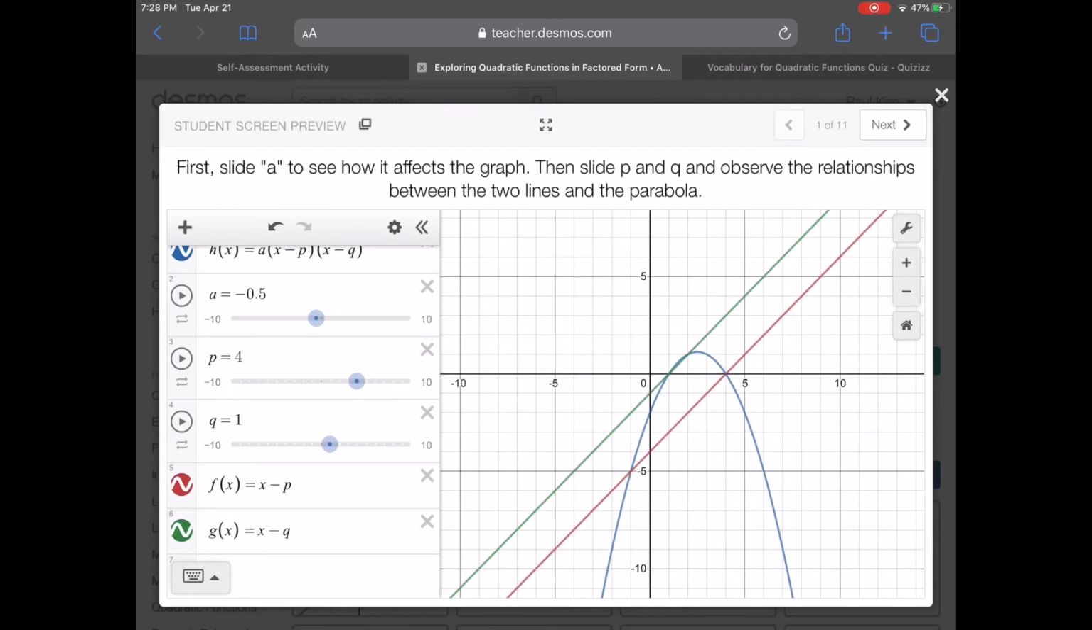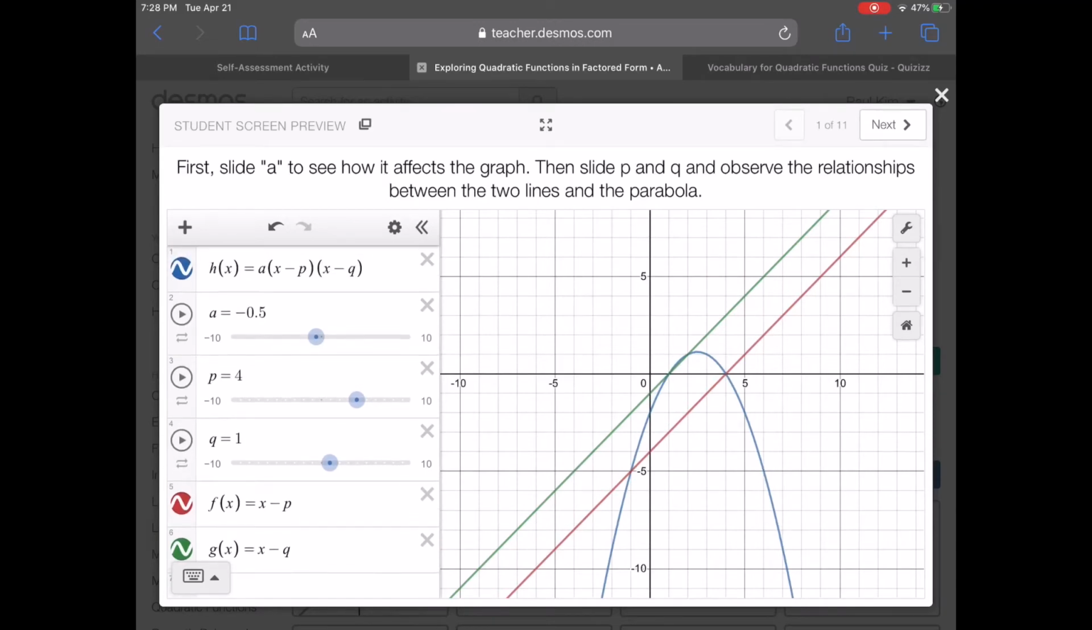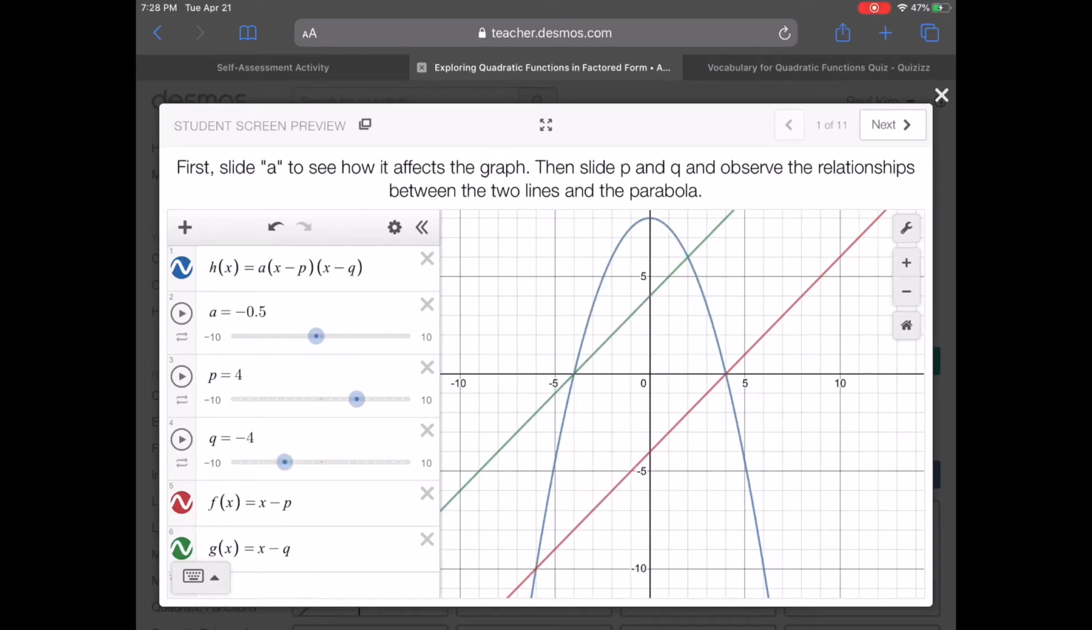And when p is 4, my x-intercept is at 4. So my equation for my parabola will be x minus 4, if you notice that. For q values, if q is 1, you notice my x-intercept is at 1. You notice that at q is -4, I have an x-intercept at -4.